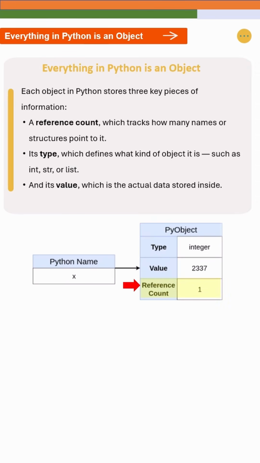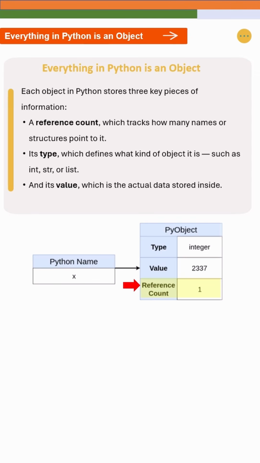Now here's a key difference from languages like C or C++. In C++, a variable like, for example, x directly owns a specific memory location. The data 2337, for example, is stored right in that slot. But in Python, things work slightly differently.